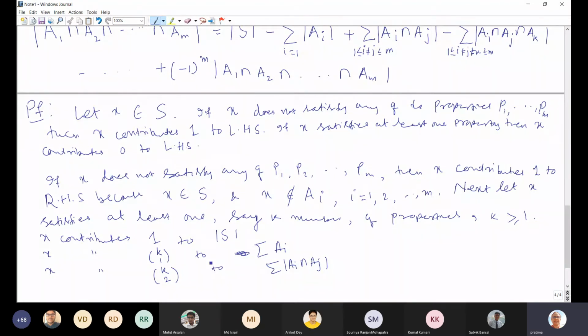Like this, it goes on. Up to how far can you go? Ma'am, can you please repeat this step? Yeah, tell me which step. This. K choose 1 or k choose 2. Both of them. Okay. K choose 1.